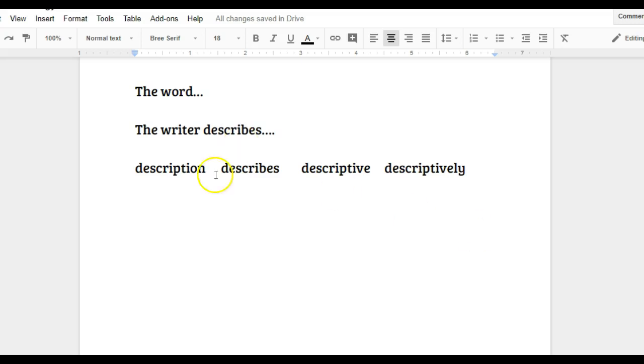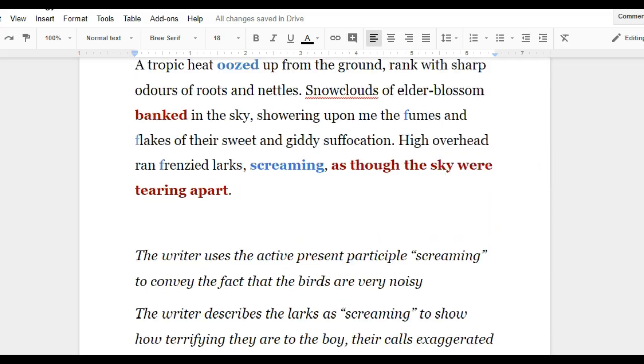So they might say the noun, the writer uses some description. They could equally use a verb, the writer describes. They could use an adjective, the writer uses descriptive language, or they could use an adverb, the writer uses words descriptively. And that to me shows, I think, a more clear understanding of these terms, and actually much more simple and much more effective. So just having a look at how this fits with a text.